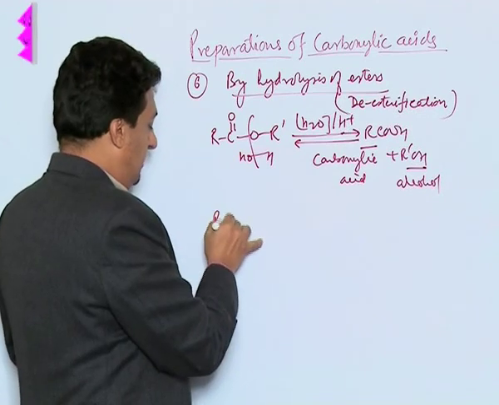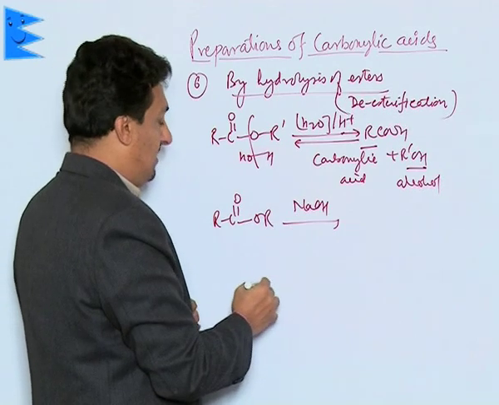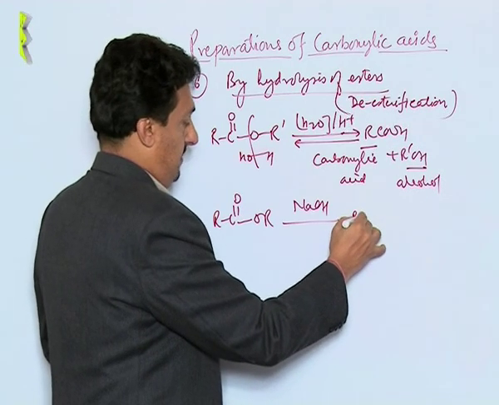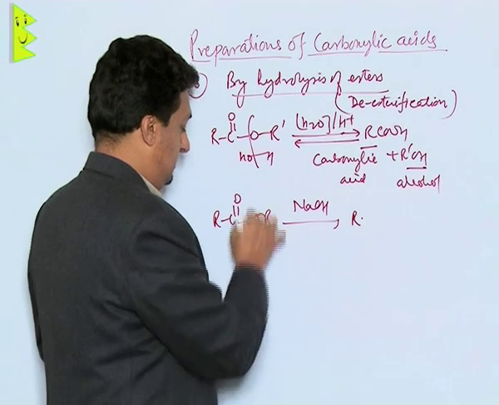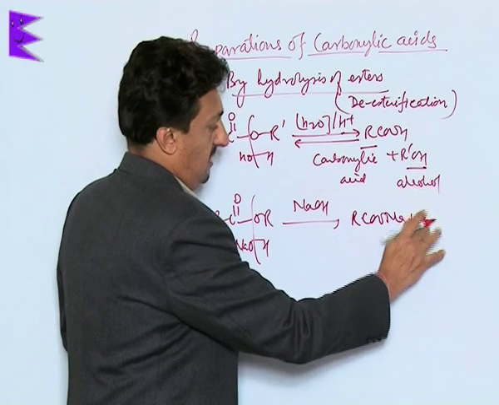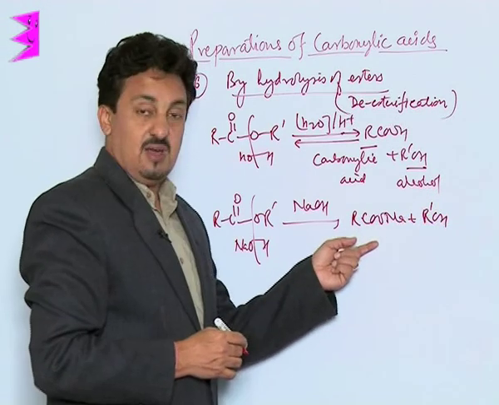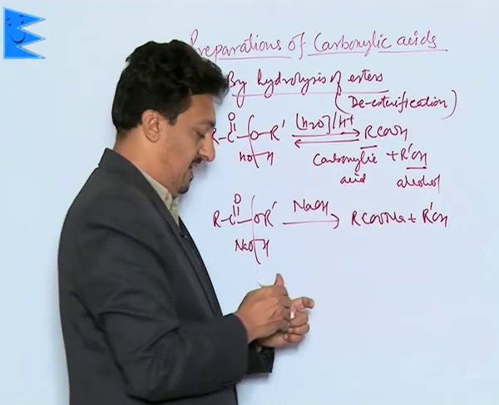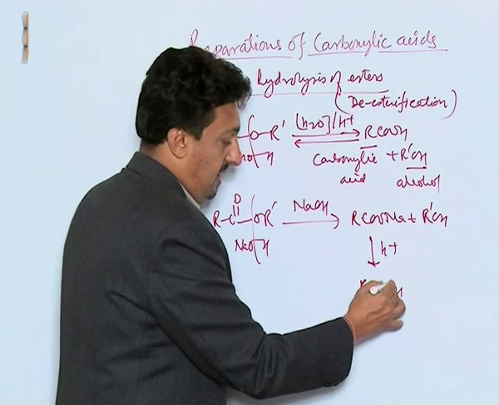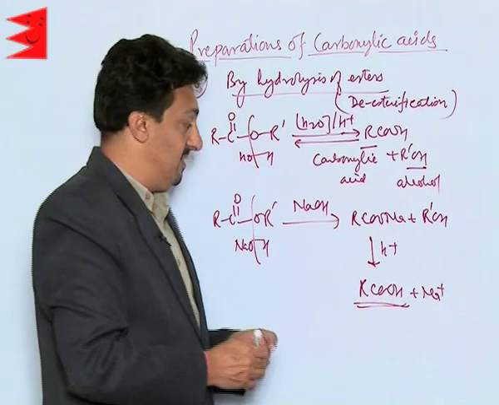Whereas if we do the same hydrolysis in basic medium, it leads to the formation of RCOONa plus R'OH. So we get the sodium salt of the carboxylic acid and the alcohol, and the reversibility of this reaction is not possible. We can get the acid back by hydrolysis with acidic medium, so we get RCOOH plus sodium ions. So we can get the acids from this very easily.